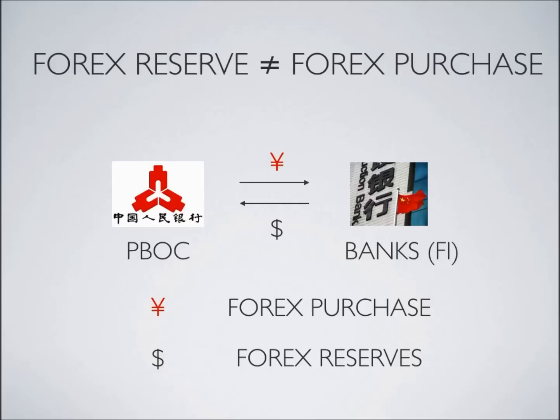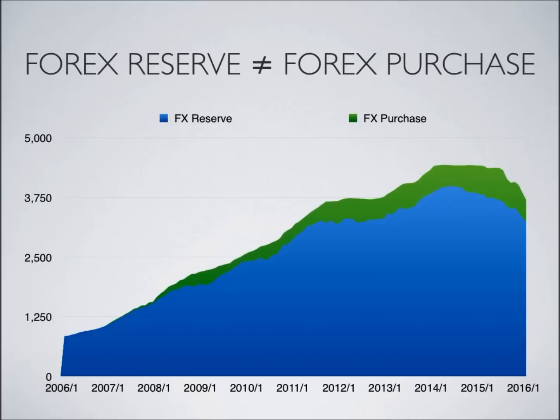Forex purchase is different from Forex reserves in that Forex purchase is denominated in RMB, rather than Forex reserves denominated in US dollars. If we look at the historical trend, if we use the Forex purchase position and divide it by the foreign exchange rate at that time, there's always a gap between foreign exchange purchase and foreign exchange reserve. Now, this gap is on average about 500 to 600 billion US dollars. Why is there such a gap?